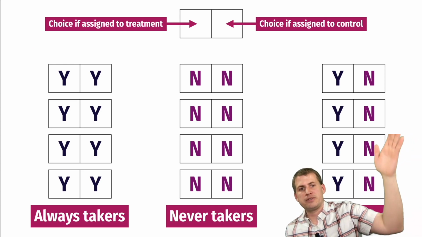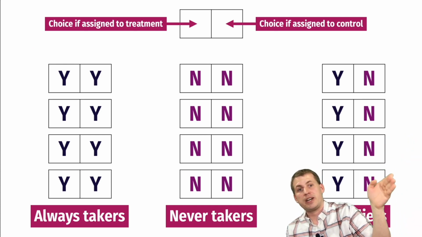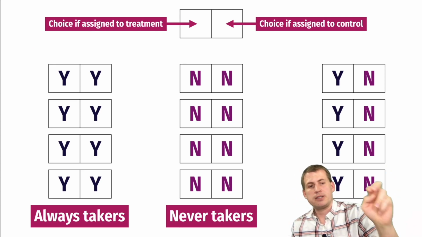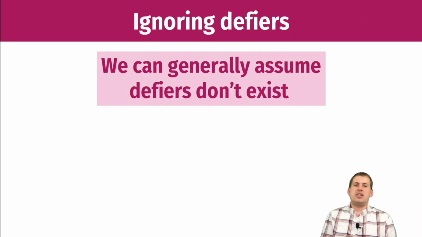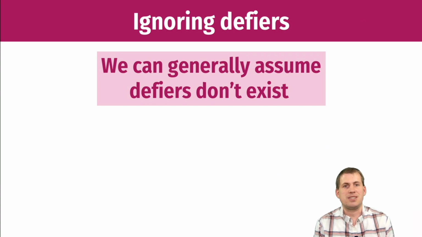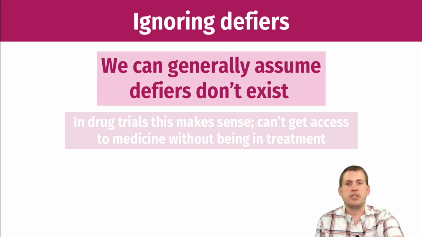There's no column of defiers. If we did have the defiers, this would be switched. This would be a no, and this would be a yes. But to simplify life, what economists do is they generally assume that defiers don't exist. Or if they do exist, that they don't really matter in the analysis. And there's a few good reasons for this.